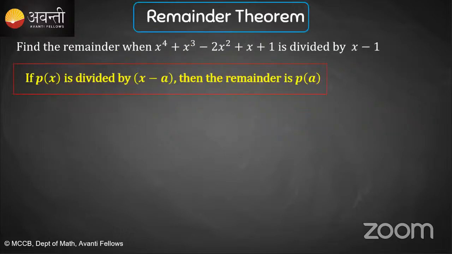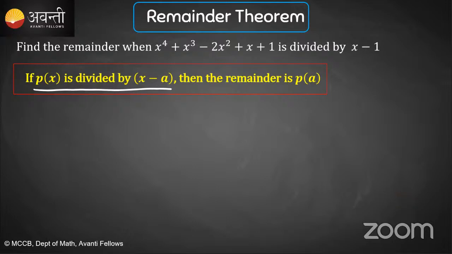So it means everyone, if p of x is divided by x minus a, then the remainder is p of a. इसका यूज क्या है? इसका यूज देखो ऐसे है. If the question is asked, find the remainder when x raised to the power 4 plus x cube minus 2x square plus x plus 1 is divided by x minus 1. That is the question. So tell me how you will find the remainder.